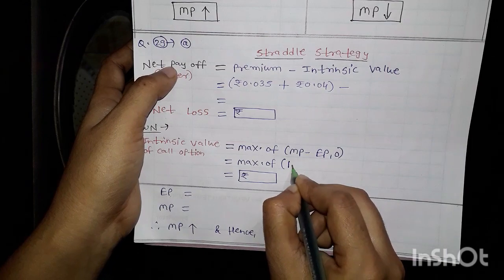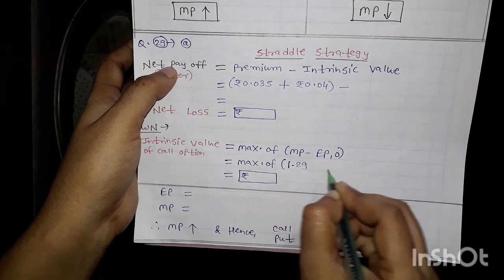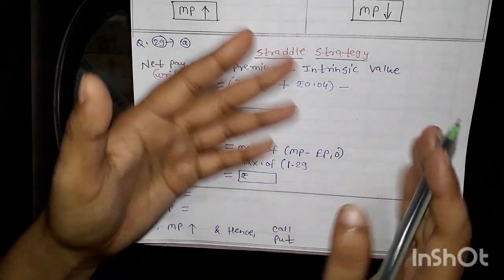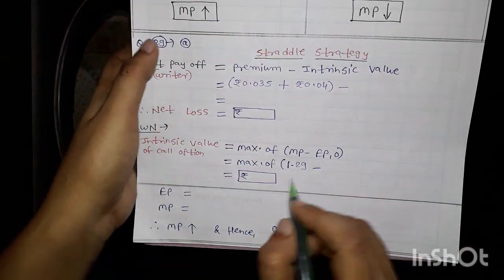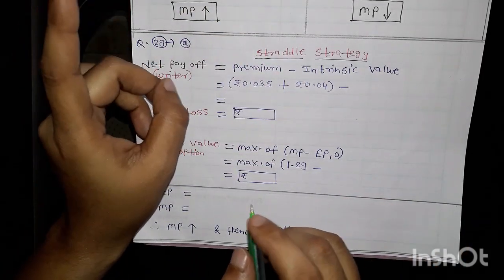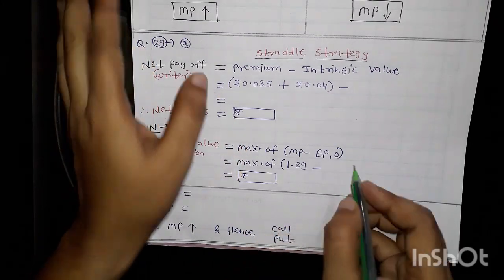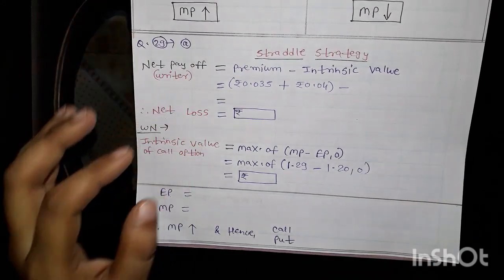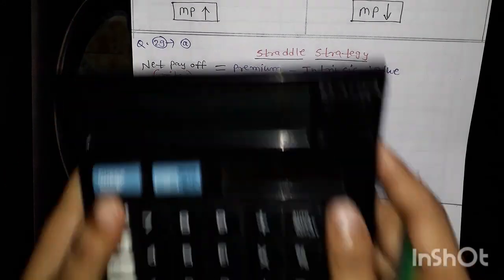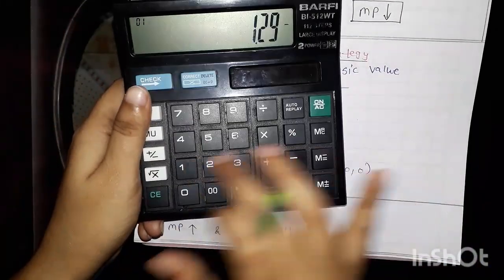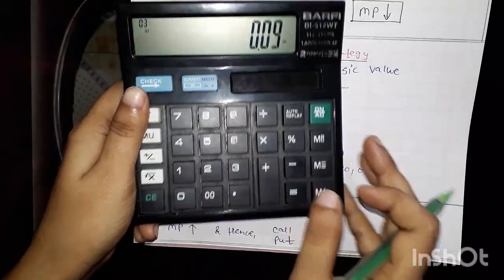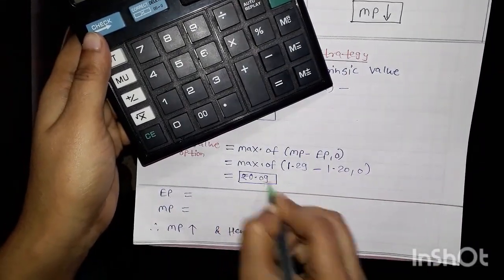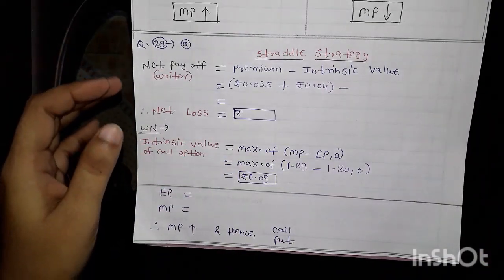So the market price after 3 months is 1.29. I'm just writing up to 2 decimal places, because writing 00 there makes no sense. Here the exercise price, that is the strike price, 1.20, comma 0. So let's calculate: 1.29 minus 1.20, it is 0.09.